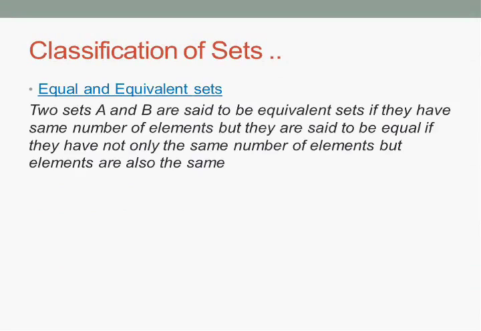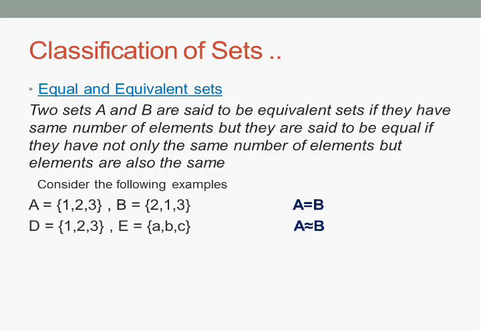Equal and equivalent sets. Two sets A and B are said to be equivalent sets if they have the same number of elements, but they are said to be equal if they have not only the same number of elements, but the elements are also the same.